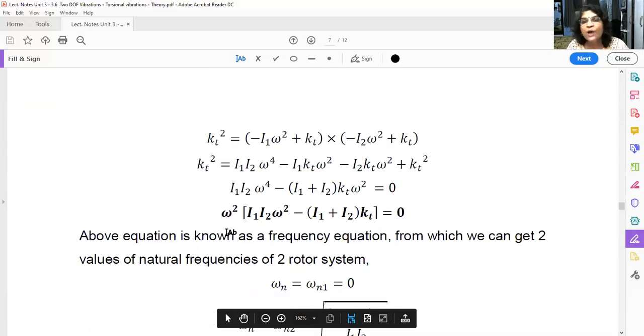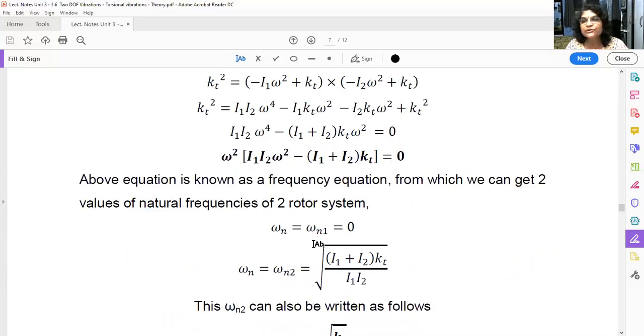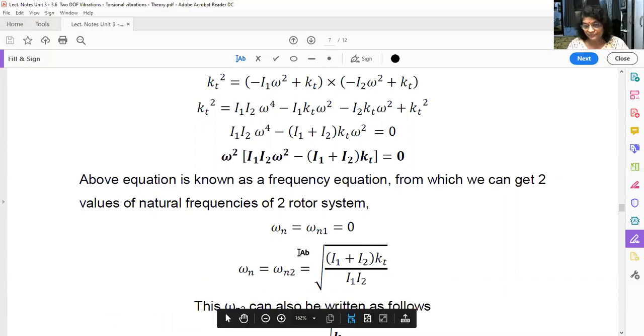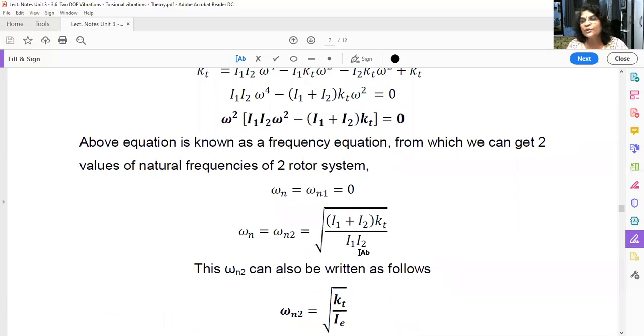Now either omega square is equal to 0 or the bracket is equal to 0. By equating omega square to 0, you will get the first natural frequency, that is omega n1 is equal to 0. And by equating the term in the bracket to 0, we get the second natural frequency, which is the square root of I1 plus I2 into Kt upon I1 I2. So this is omega n2.